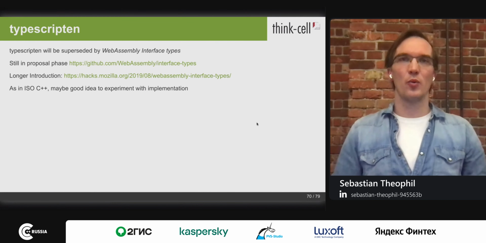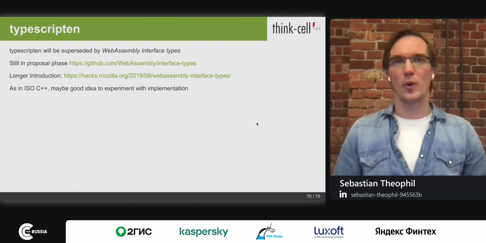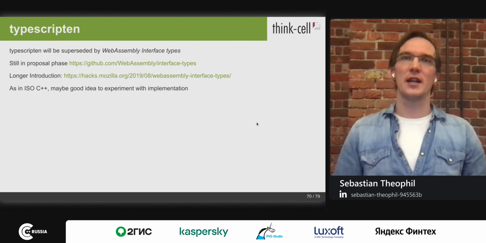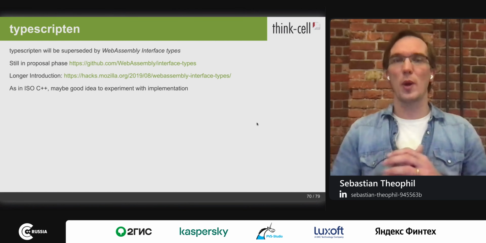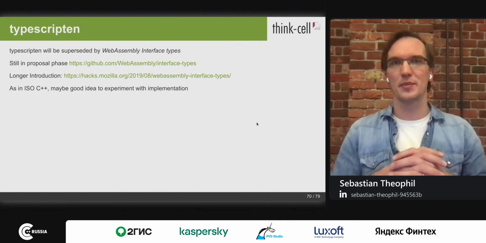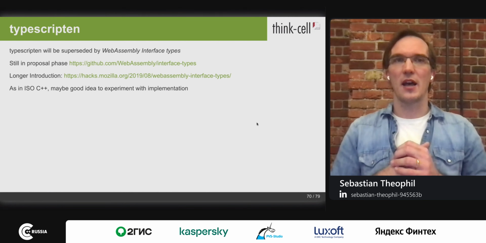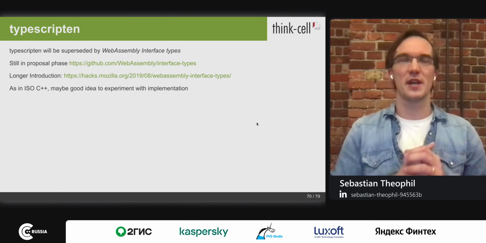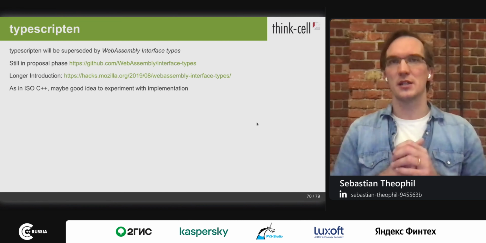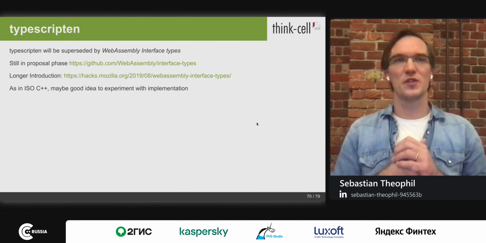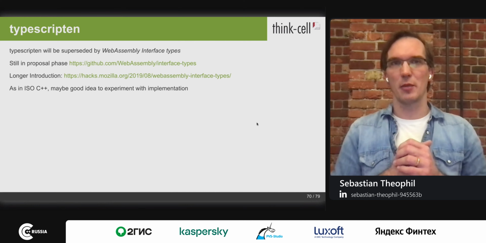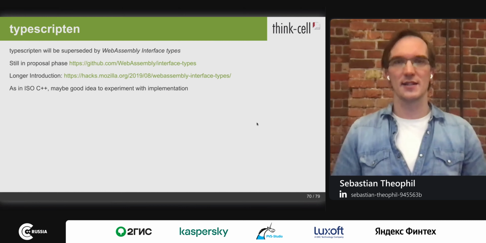Our tool Typescripten will be superseded eventually when the WebAssembly interface type proposal passes. That's a proposal that is meant to improve WebAssembly so that we can express higher level types in WebAssembly, for example, JavaScript types. And that would enable us to make calls to JavaScript libraries directly from WebAssembly without the intermediate emscripten runtime. But that proposal is still in a very early phase, and it might take a while until it passes.